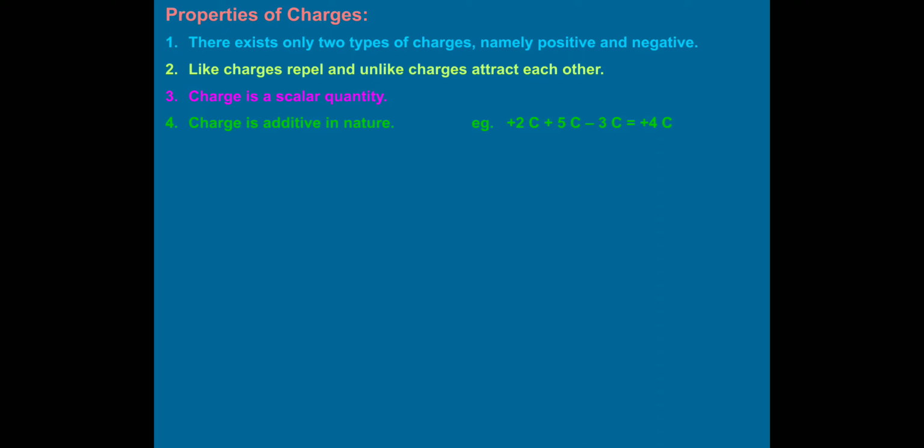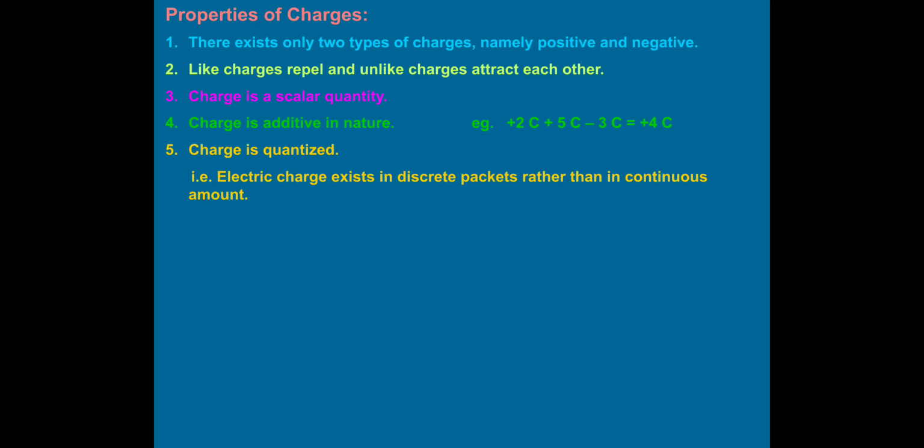Charge is additive in nature, means plus 2 coulomb plus 5 coulomb minus 3 coulomb is equal to 4 coulomb. Means if you add all the charges with their polarities, positive and negative, then you can add them as easily as in your maths. Charge is quantized. What is the meaning of charge is quantized? Electric charge exists in discrete packets rather than in continuous amounts.